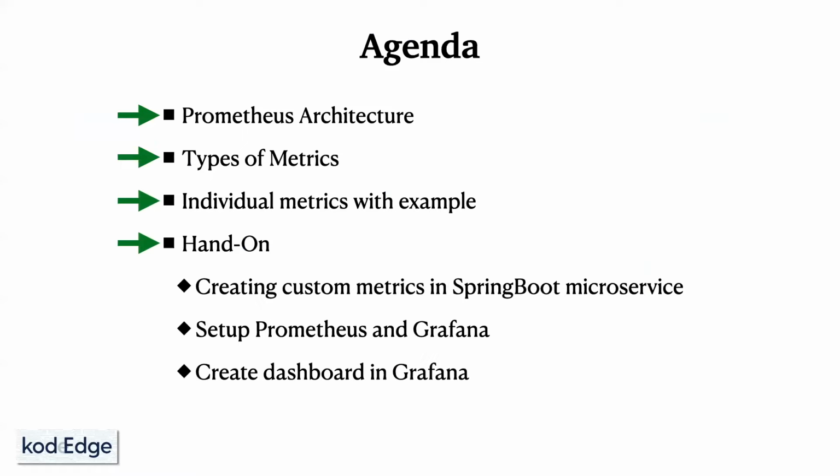In the hands-on, we will first create a Spring Boot application. In the Spring Boot application, we will create a simple REST APIs. After that, we will configure custom metrics for the REST APIs, and we will send the metrics to the Prometheus server. Then we will set up Prometheus and Grafana, and after that, we will create a dashboard in Grafana to see the metrics sent by our application.